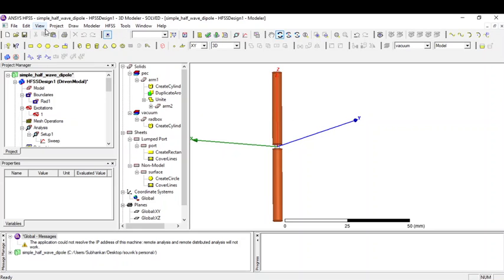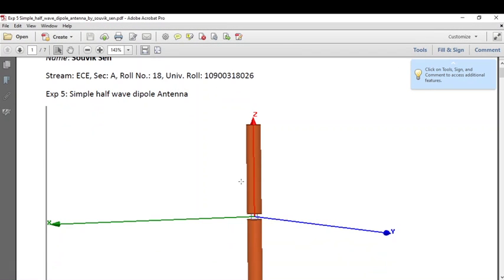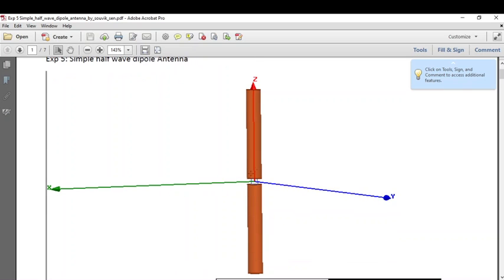This is an already created simple half-wave dipole antenna. Today I am going to show you how to generate a report like this on a simple half-wave dipole antenna.